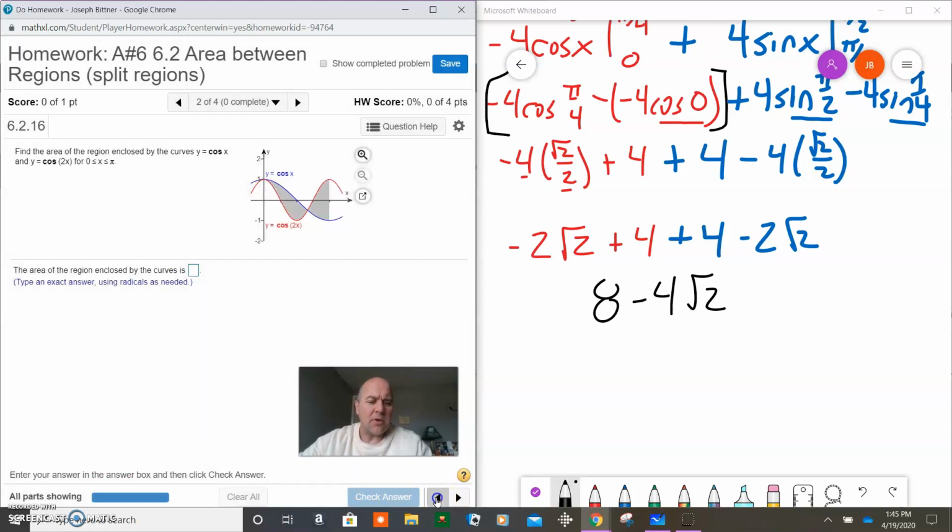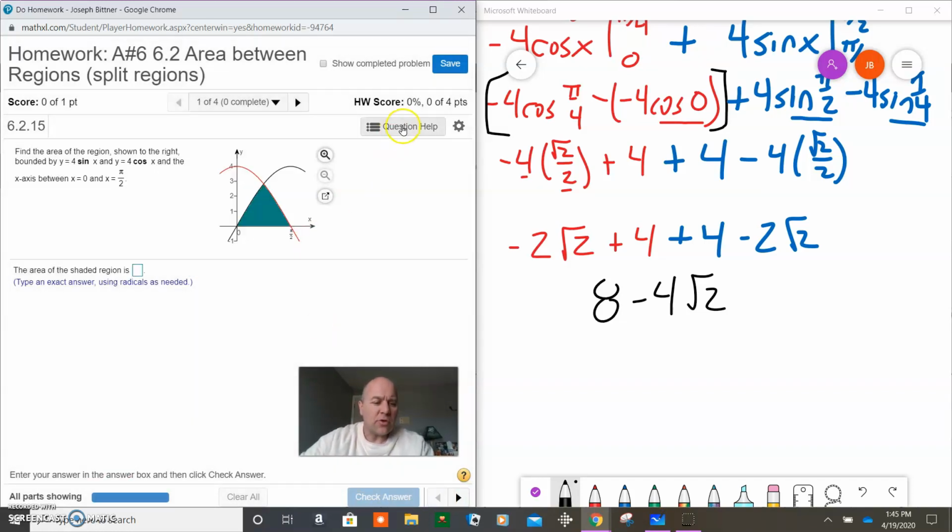All right. Let me go back and state one more thing. If you do the question help, they have you find the whole region of this red part underneath the graph and then just subtract this region off of it. You could do it that way. Not fun, but that's your choice there.